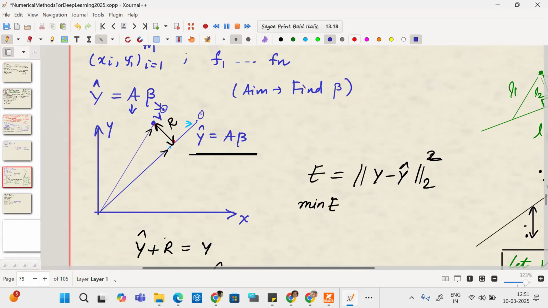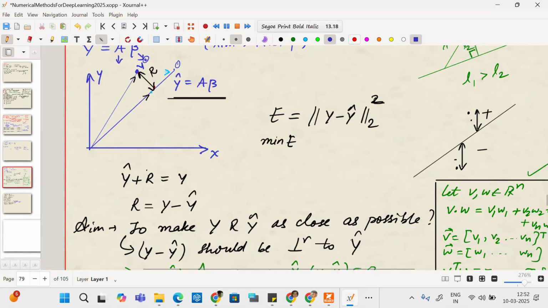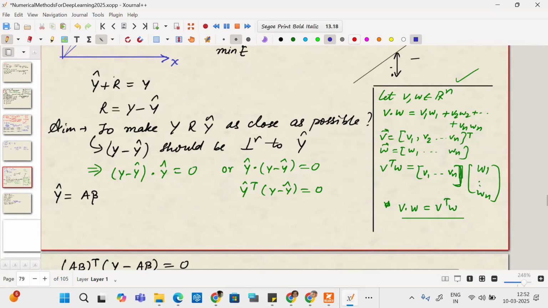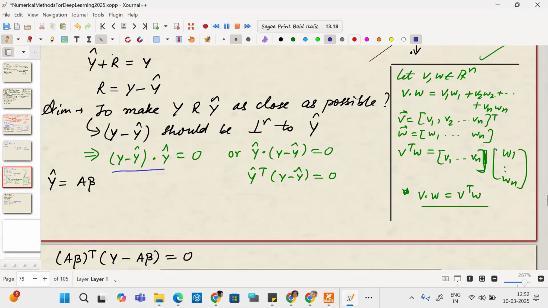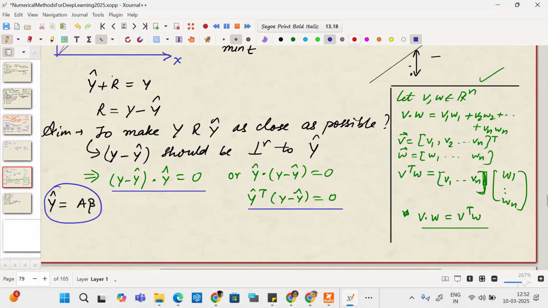So how is that possible? Y minus y cap should be perpendicular to y cap, which means their dot product is 0. The dot product V dot W is nothing but V transpose W, so we wrote it in transpose form. But remember that y cap is A beta already, as we did in matrix multiplication. Now you just have to put that in and solve it.